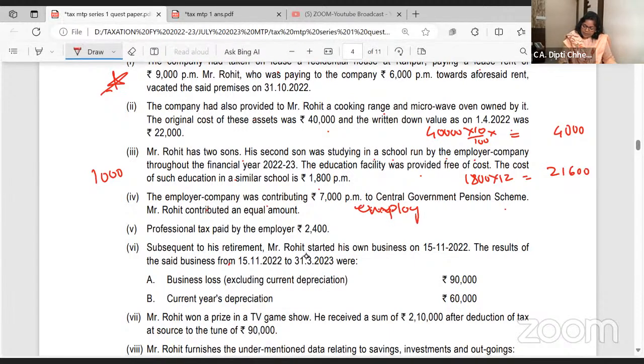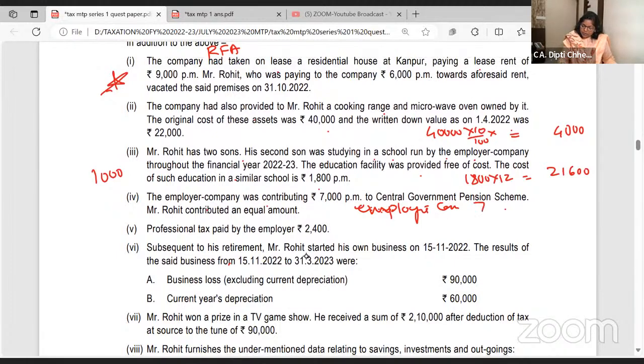Employer's contribution, 7,000 for 7 months. See, again, I made a mistake. I took this for 12 months, whereas this should have been 7 months, because after that you are going to leave the organization. Yeah, change this to 7,000.